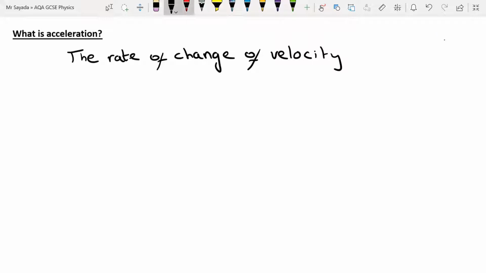Now, there are 2 key words there that I want to understand. The first is the word rate, and the second is the word velocity. Word rate means how fast is that happening. It means per second. And velocity is what type of quantity? Say your answer to the video now. Velocity is a vector quantity, so it's a speed with a direction. The fact that velocity has a direction is very important.